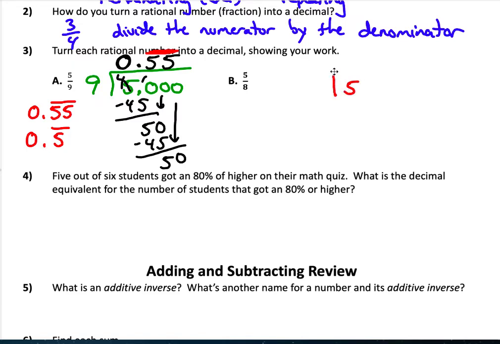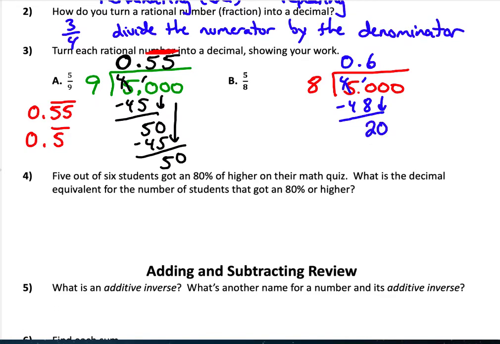5/8. So 5 divided by 8. And I just like to give myself at least 3 decimal places, because you never know how many we're going to need. 8 can go into 5 0 times. So instead of 5, we're going to look at 50. So 8 goes into 50 6 times. 6 times 8 is 48. Subtract, and I get a 2, and then I always bring down that next digit.